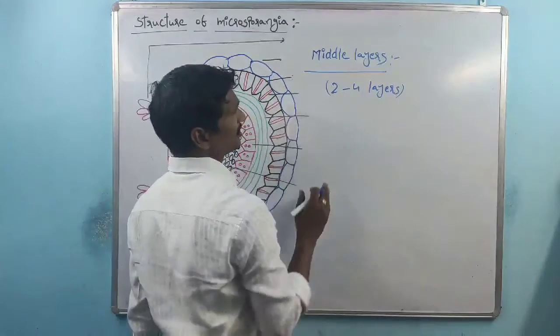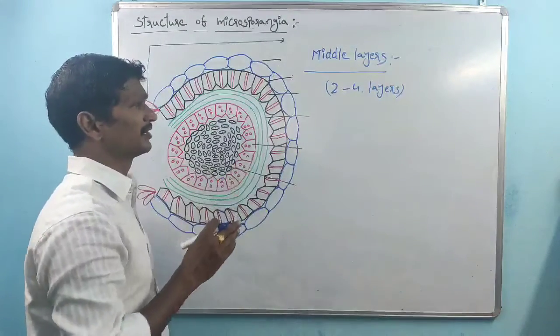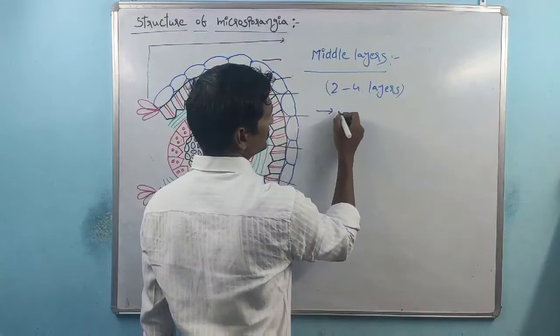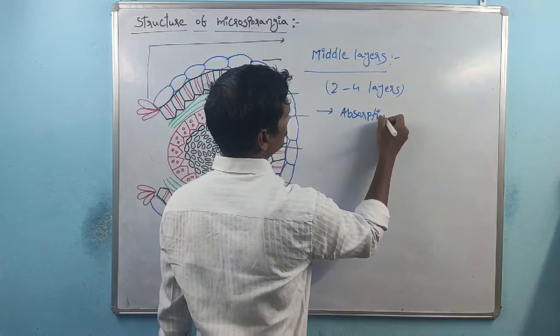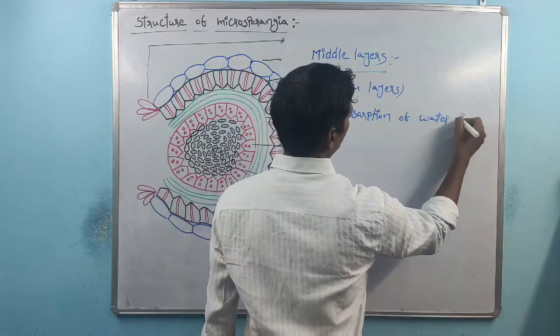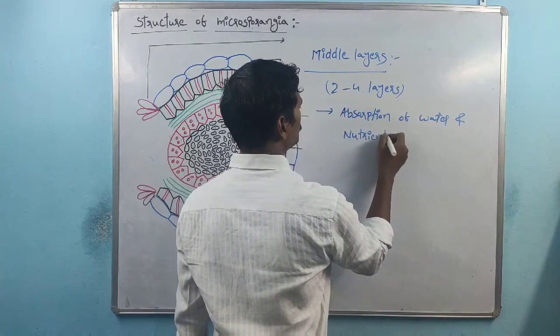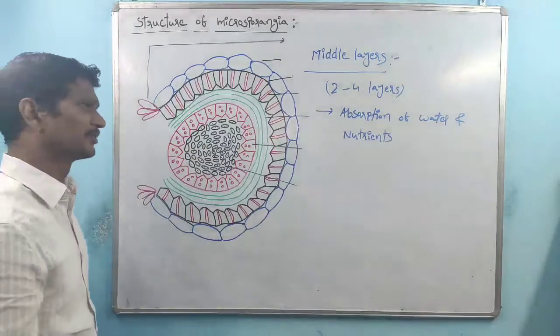Sir, what is the function of the middle layer? Or what functions are performed by the middle layers? Simple. The middle layers are involved in the absorption of water and nutrients. Absorption of water and nutrients. See, the middle layers are involved in the absorption of water and nutrients.